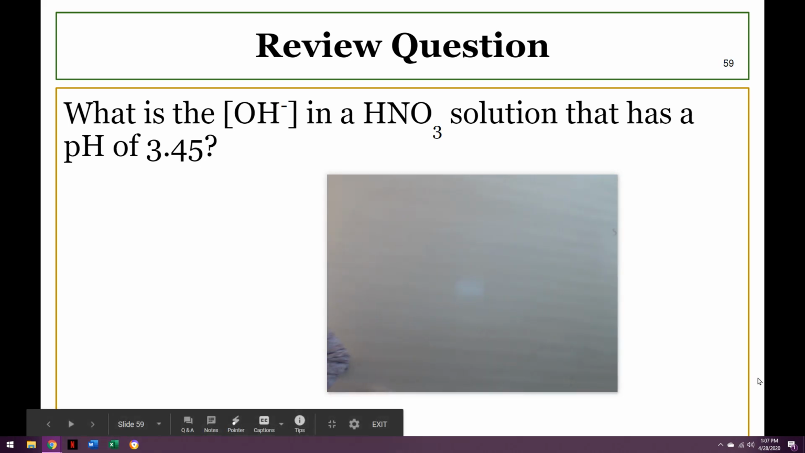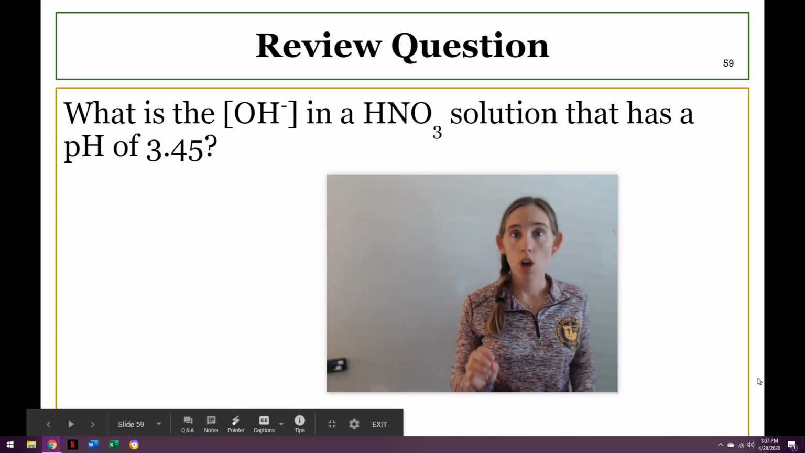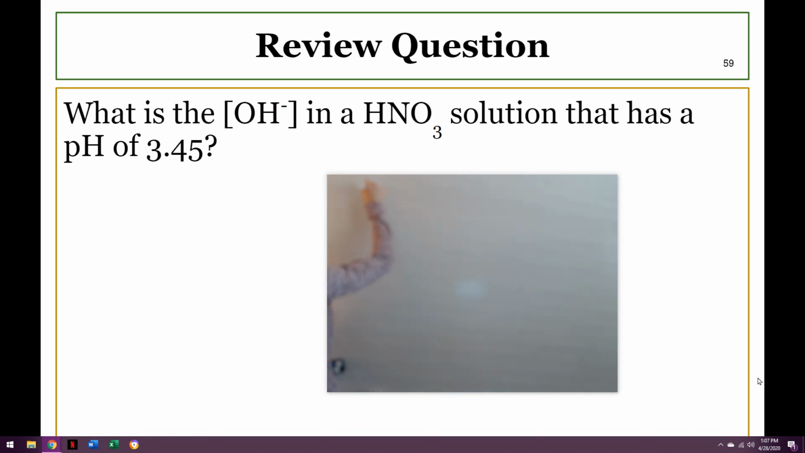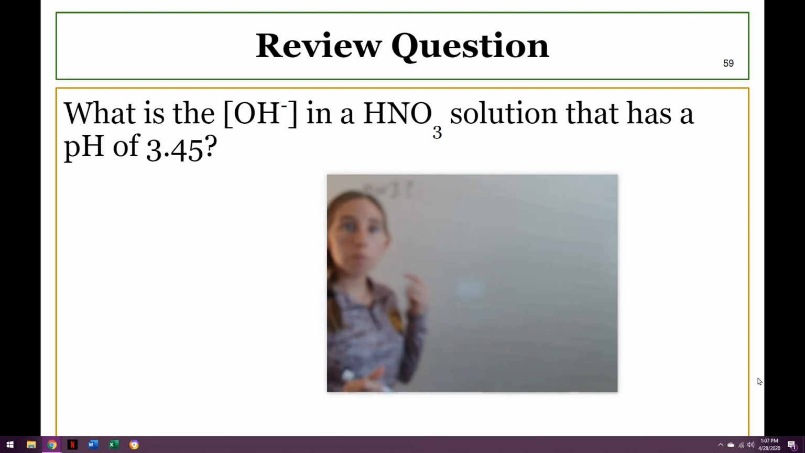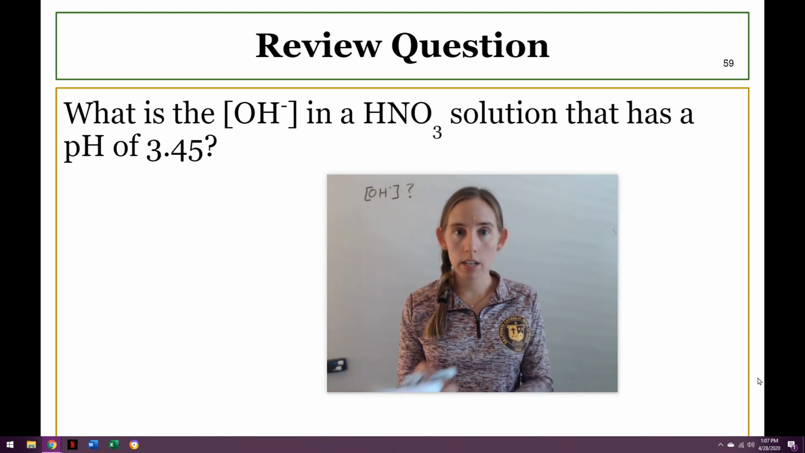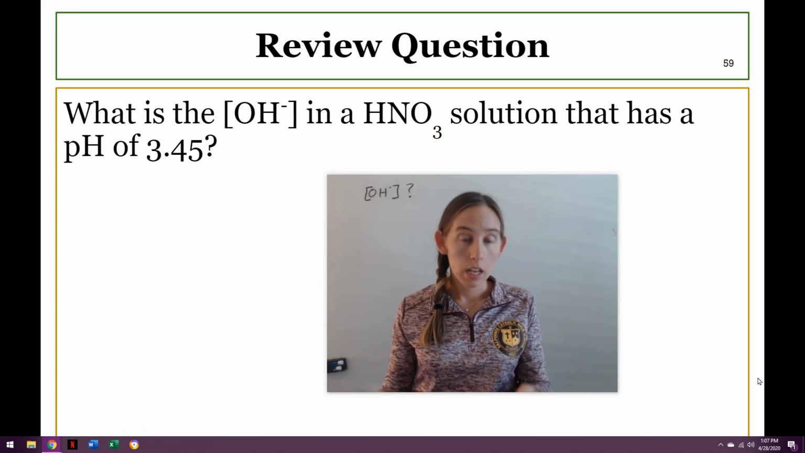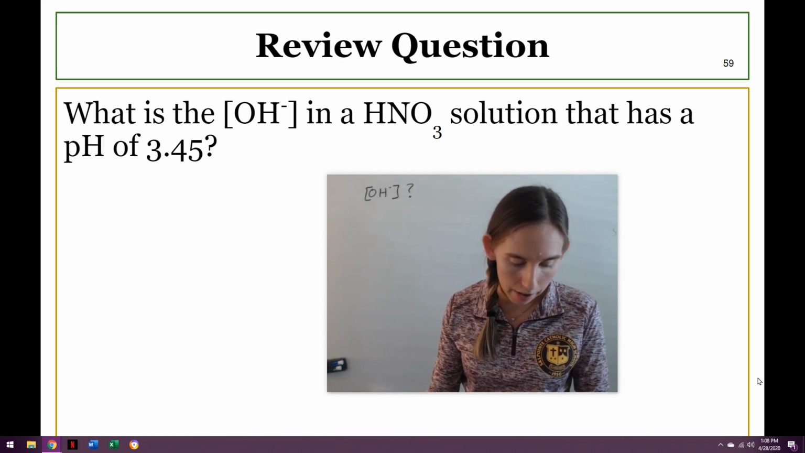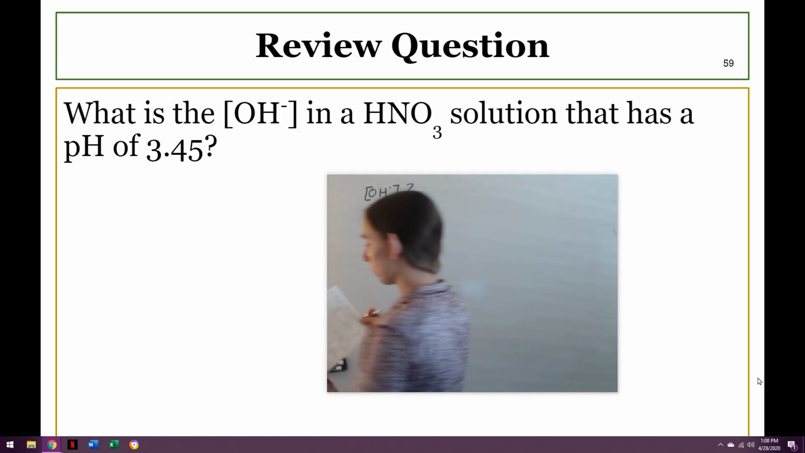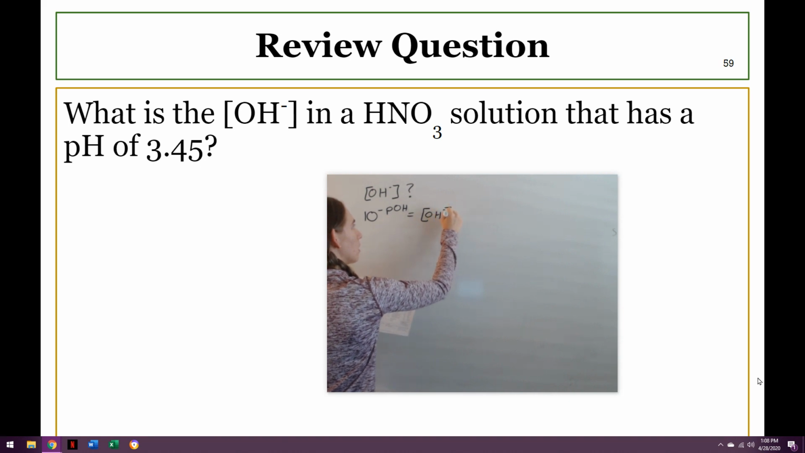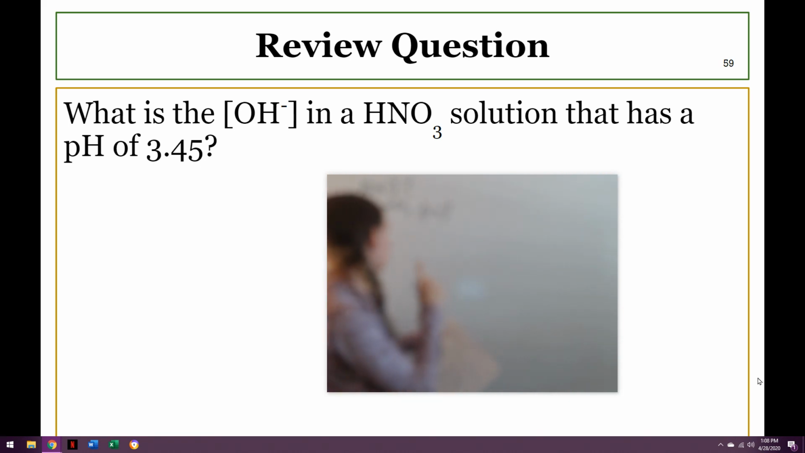Now, when you are problem solving, it's best to write out what you're given, and also what you're asked for. So we're going to start by writing hydroxide. That is what we want. So in your mind, you should be thinking about all of the equations that include hydroxide. You start scanning your equations. Which equations include hydroxide? Well, we have 10 to the negative pOH is equal to hydroxide. So if we had pOH, we could solve for that.